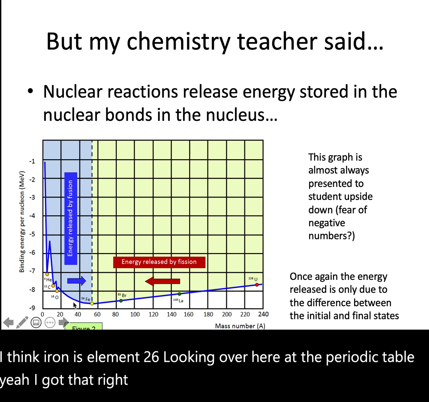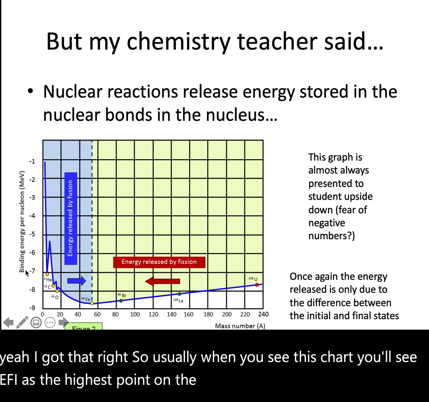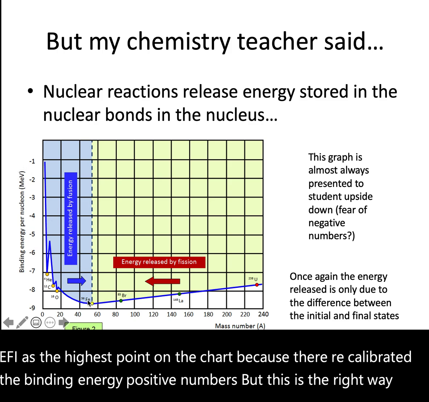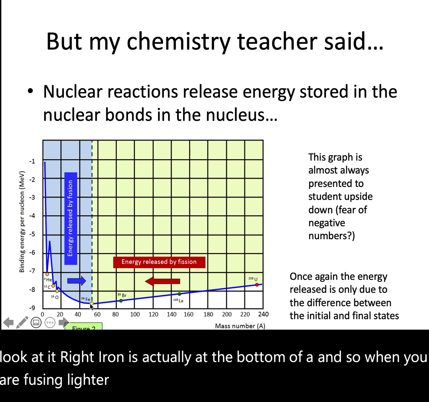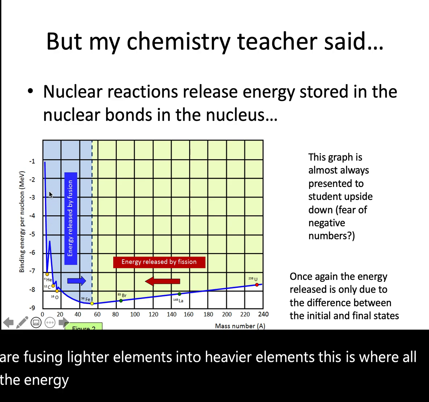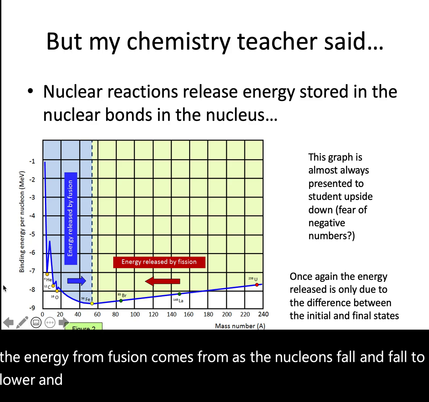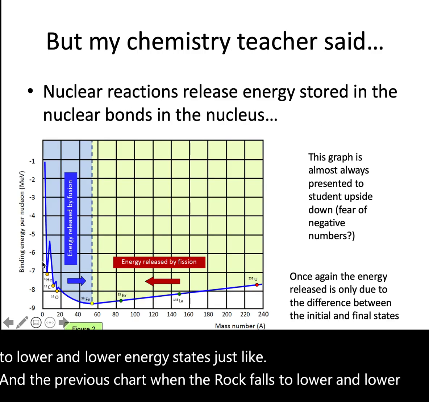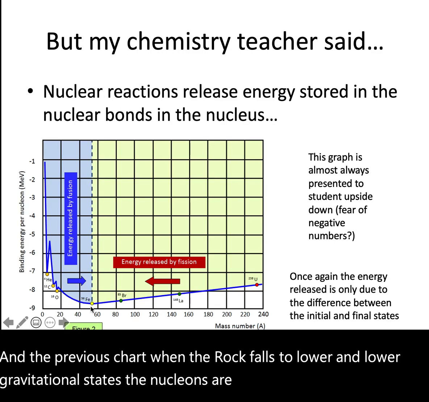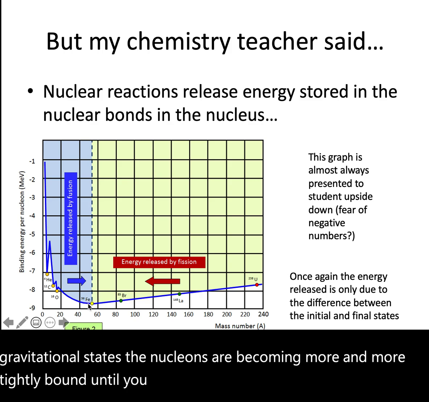So usually when you see this chart, you'll see Fe as the highest point on the chart because they've recalibrated the binding energy to be positive numbers. But this is the right way to look at it, right? Iron is actually at the bottom of a well. And so when you are fusing lighter elements into heavy elements, this is where all the energy from fusion comes from. As the nucleons fall and fall to lower and lower energy states, just like in the previous chart when the rock falls to lower and lower gravitational states, the nucleons are becoming more and more tightly bound until you have an inflection point at element number 26.